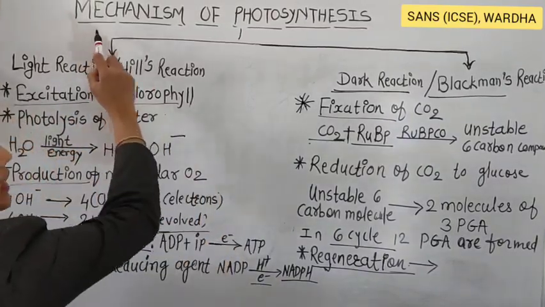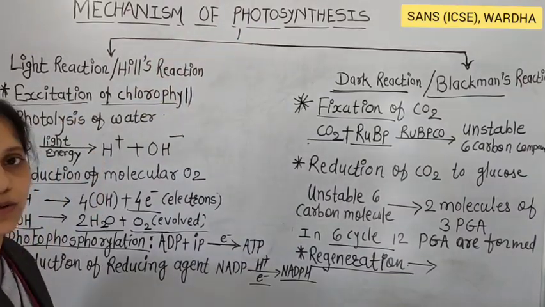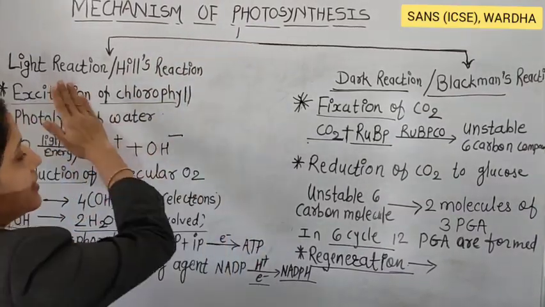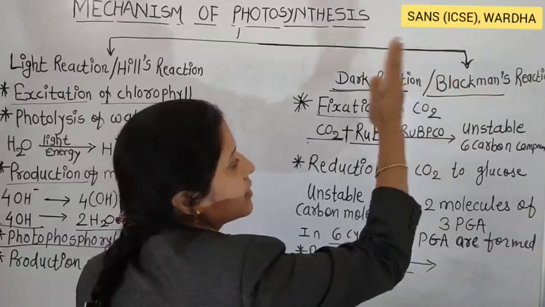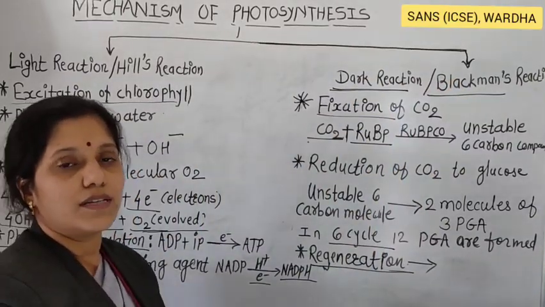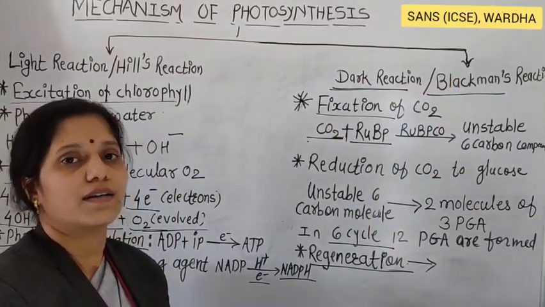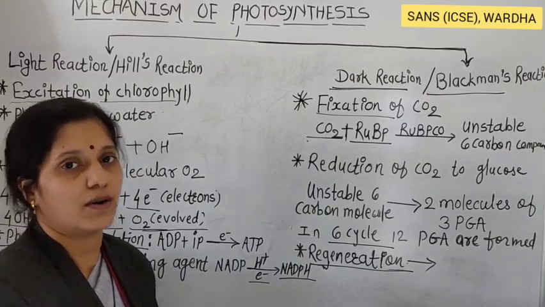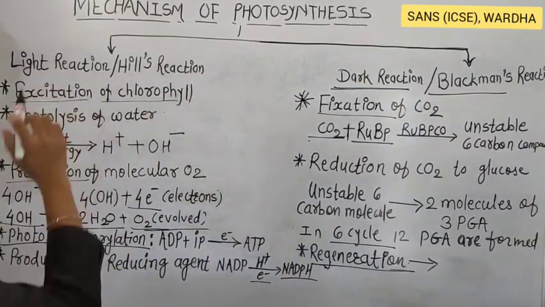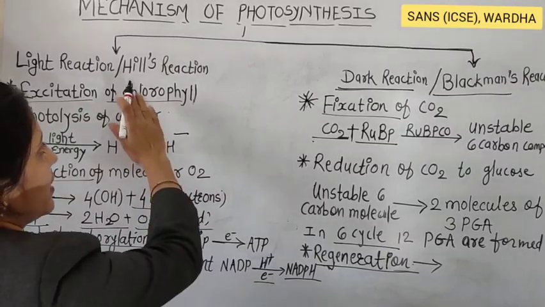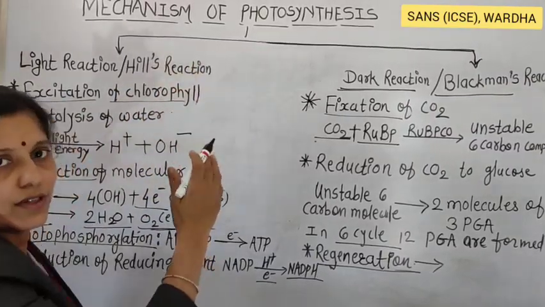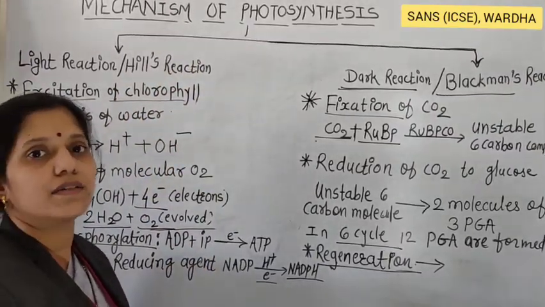Generally, the mechanism of photosynthesis includes two phases. One is light phase, another one is dark phase. These two are distinct phases but are related with each other. We will learn how. First, light phase of reaction. This is also known as Hill's reaction. This is the light dependent reaction.